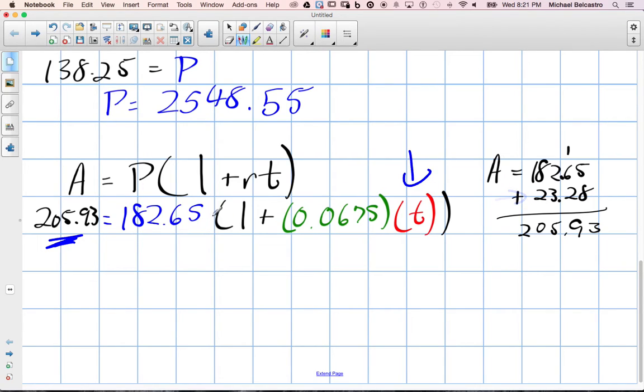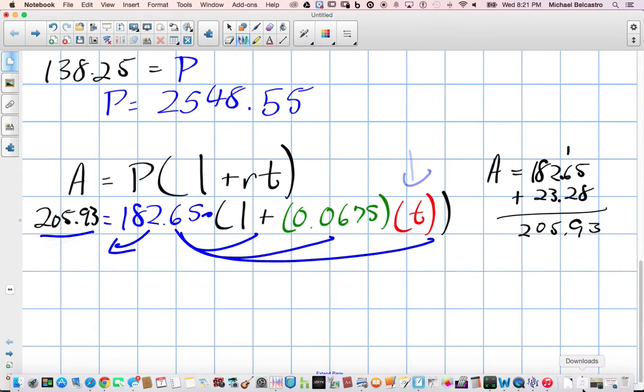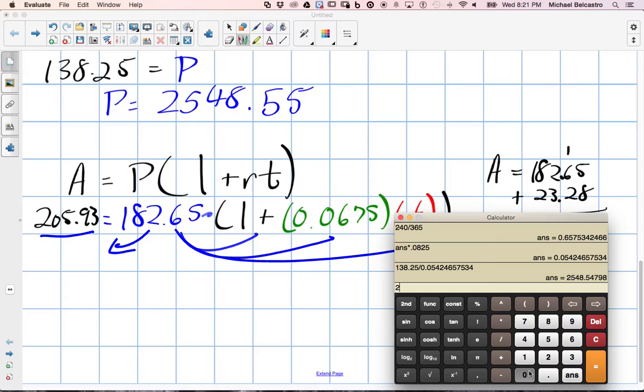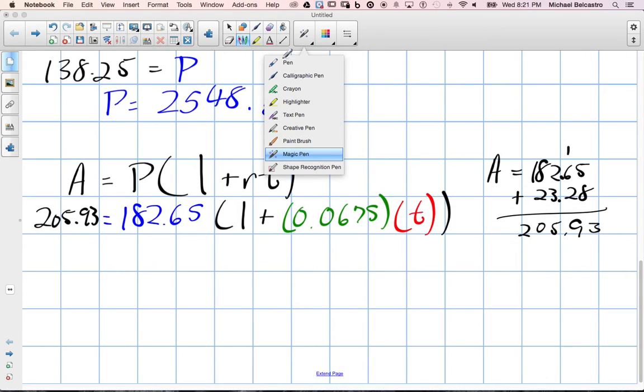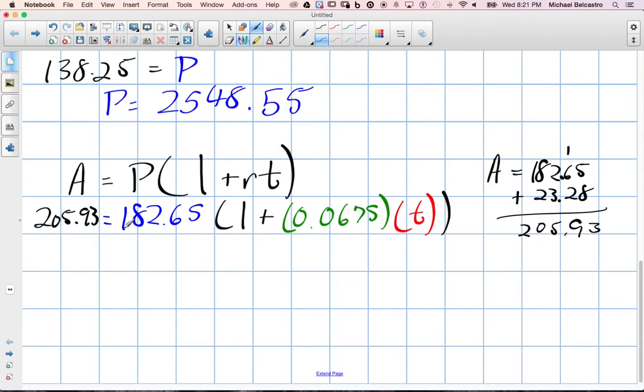Okay, so because this is distributed here on the outside, we need to actually bring this over first and divide by it. So we need to get 205.93 divided by 182.65, and that's going to give us a value. We're going to round it to 1.127, we'll say. 1.127.